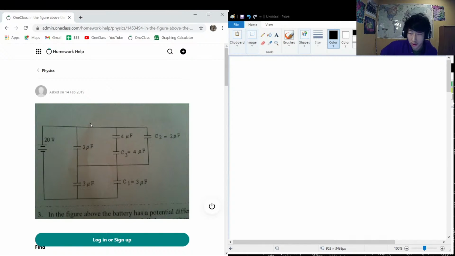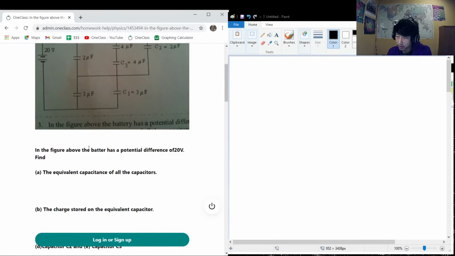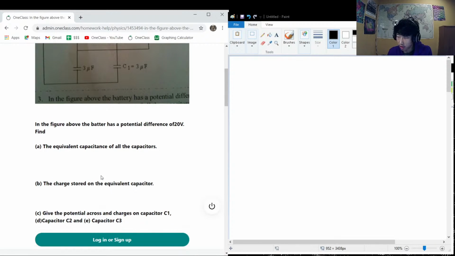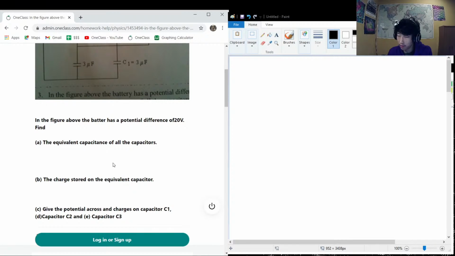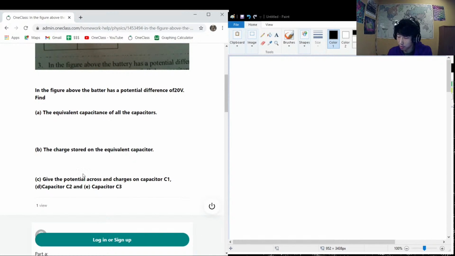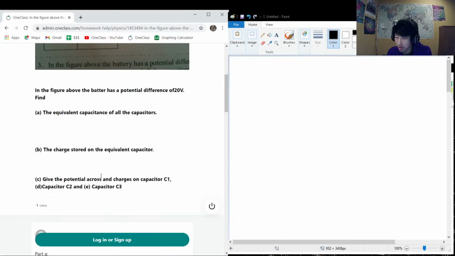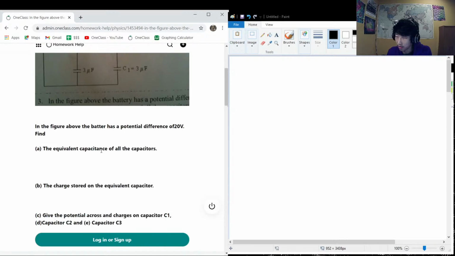Okay, cool. So the next question that we have here is, well, we have a little electric circuit full of capacitors, and we've got a couple different parts of this question. So the first part is we've got to find the equivalent capacitance of all of the capacitors combined, and then the charge stored on all of the capacitors combined on that big equivalent. And then we have to find the potential, which is pretty much saying find the voltage and the charges across capacitor C1, C2, C3. So we just got to find those individually, and that would be all that we need for this.